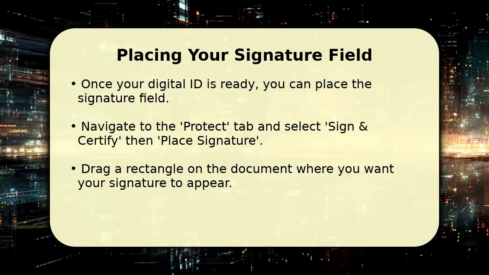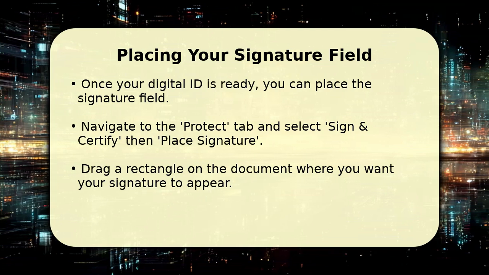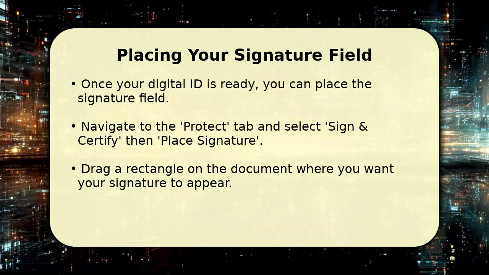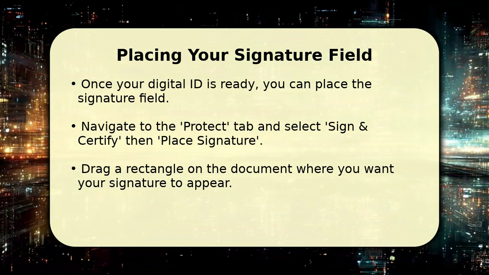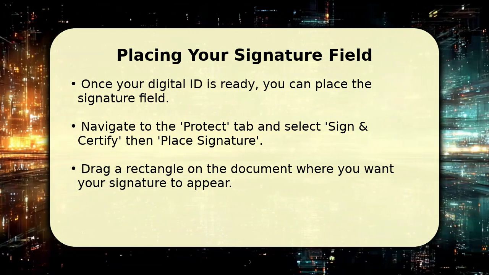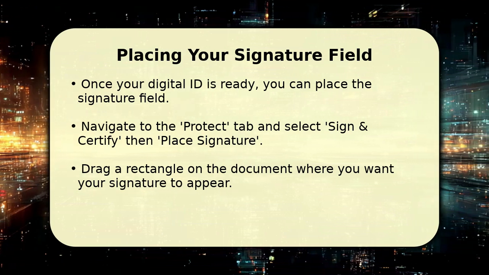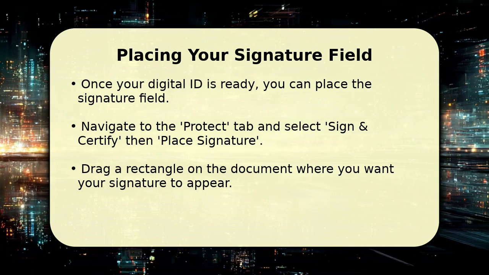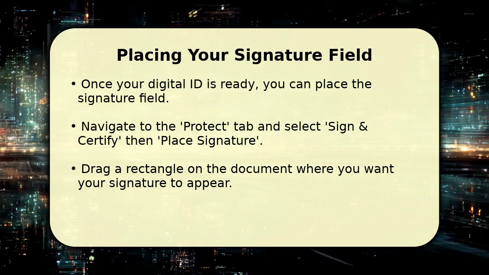With your digital ID established, you can now place your signature field. Click on Sign and Certify under the Protect tab, then choose Place Signature. Your cursor will change, allowing you to drag a rectangle precisely where you want your signature to appear on the document. This defines the exact location for your secure digital mark.